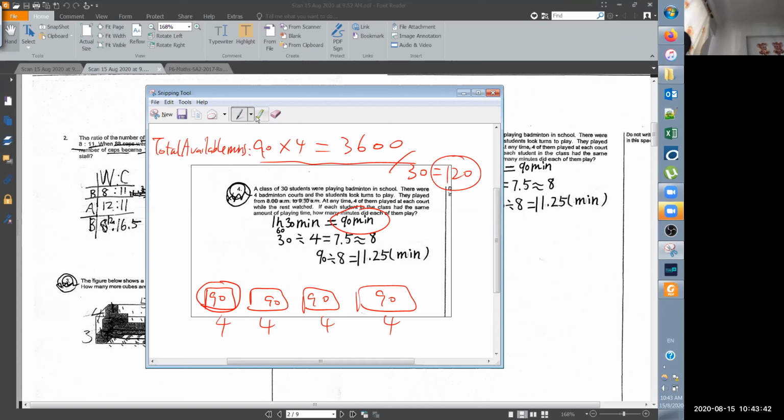So that's the way to do it. So you find out what is the total available minutes first. Okay? 如果5个 court, okay? 5个 court, then you just 90 times 5 and then you have 30 students, you just divide by 30. Okay? Okay, good. Next.